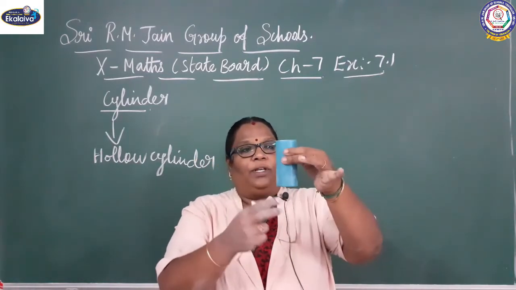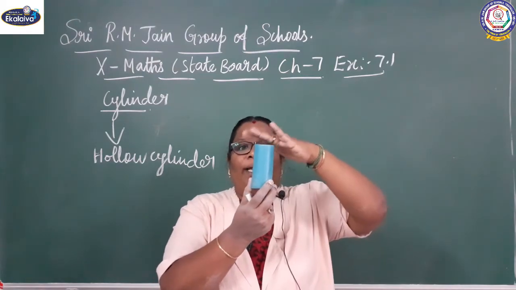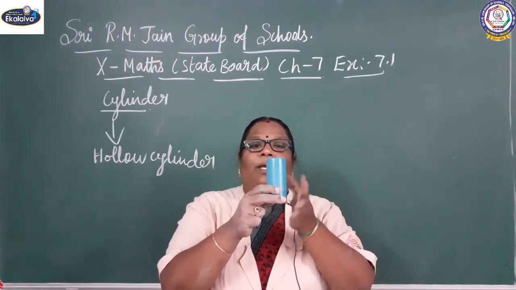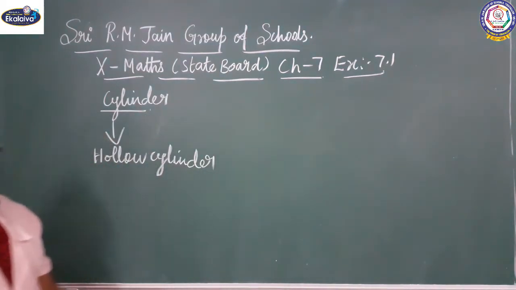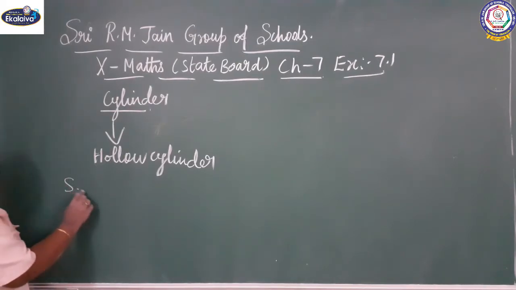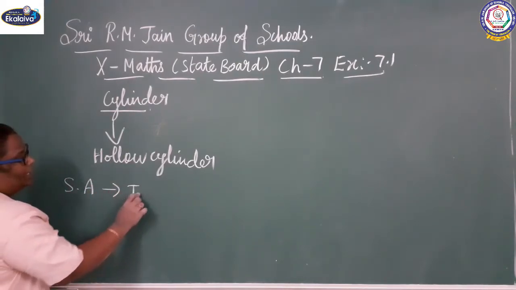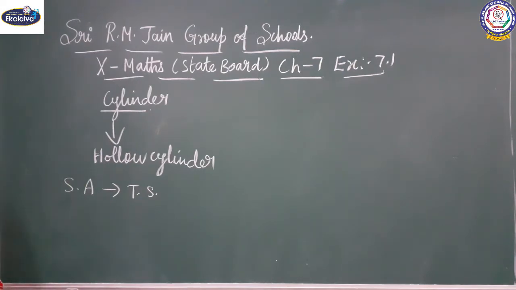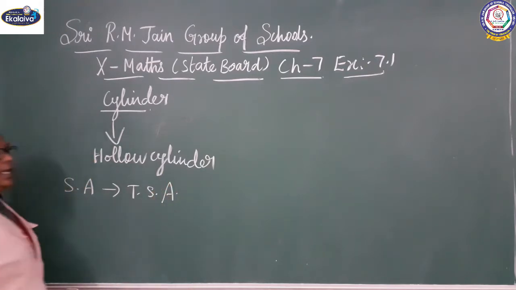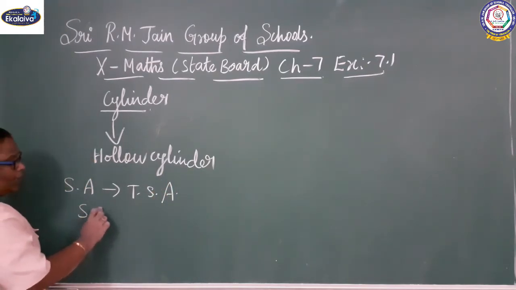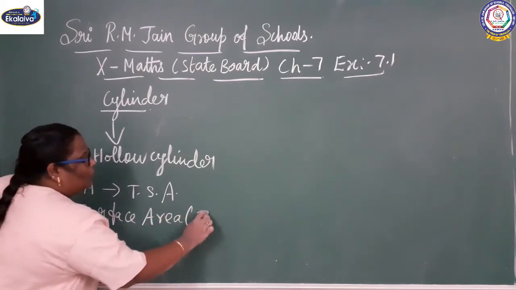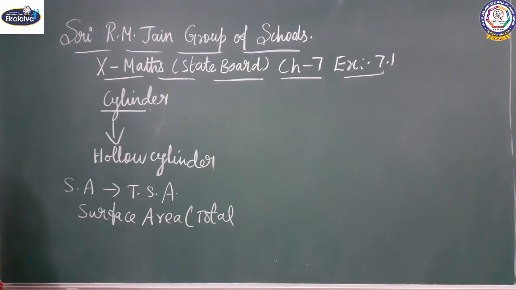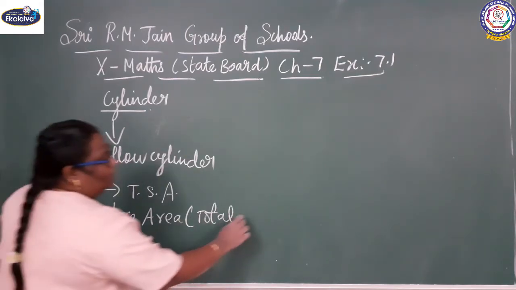This is the shape of the cylinder, this is the height, and the base area, both top and bottom, is in the shape of a circle. So, what is the surface area? Another name for surface area is total surface area. If the question asks about the surface area, you can write down the total surface area.